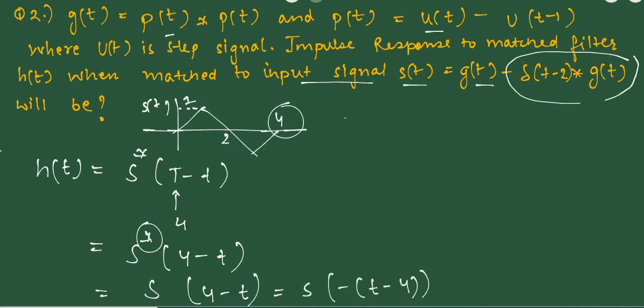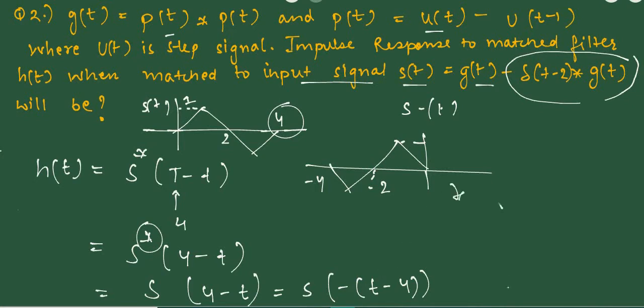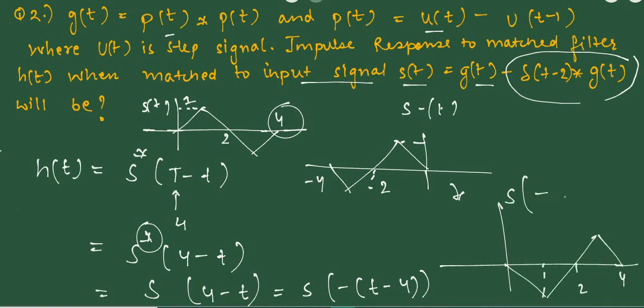Now again, to plot this, I'll first plot s(minus t), which will be just the reverse of this. So if I flip it, this will be like this, and then I have to shift the signal by 4. So the signal will be this, and this will be my signal because it is shifted by 4, which is equal to h(t). Hence this is my impulse response.